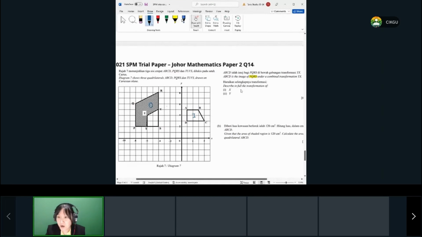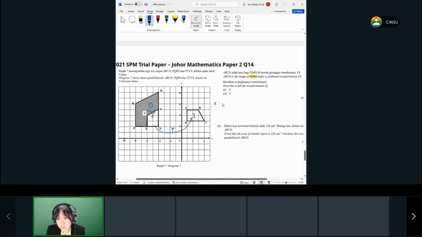Okay, all right. Under the transformation of W and X, that means you have to do X first. So looks like from PQRS, it has to become the smaller shape first. This one is the transformation of X. Then from here, you go to this part. This is transformation of Y. Okay, so let's do this one by one. So transformation of X here. It's the transformation that makes the shape become smaller.